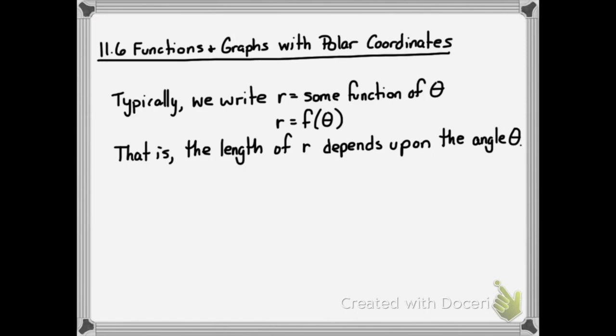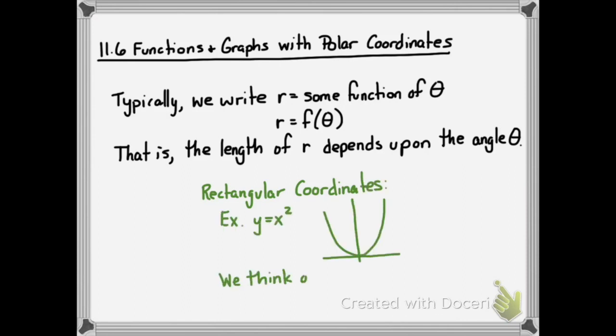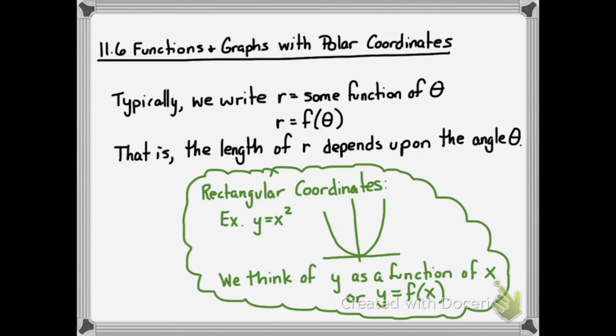Now, this is pretty similar, but there are some differences from our regular rectangular coordinates. With rectangular coordinates, you might think of an example like y equals x squared. When we draw a picture of that, it looks like a parabola. We think of y as a function of x, or y equals f of x. So in some sense, we have our independent variable, which is theta, and our dependent variable, which is r.